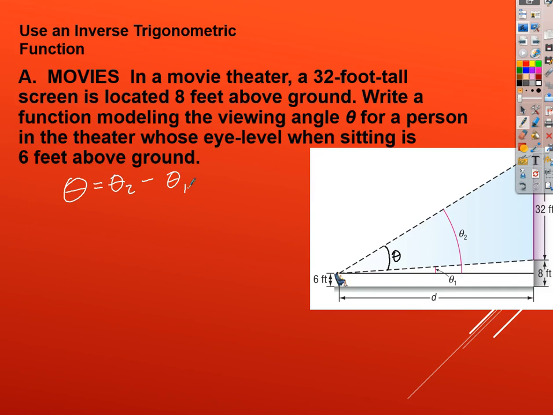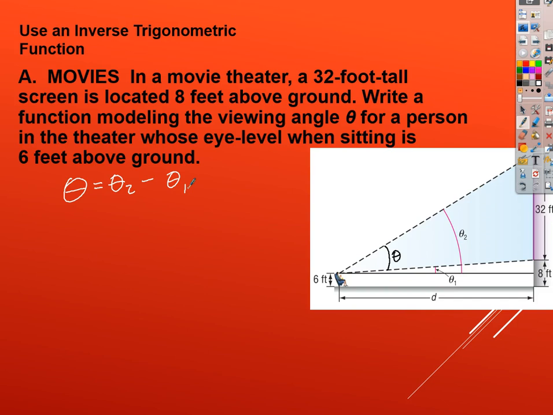All right. Well, great. I found an equation for it. Woohoo! But it doesn't tell me a lot. I mean, I still don't know how to find theta 2 or theta 1. And there's a way to do it.